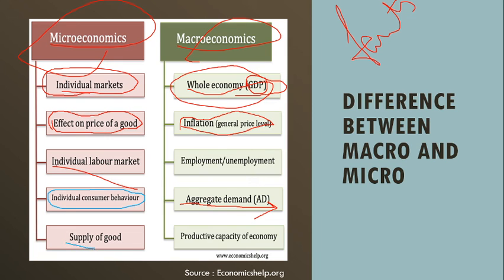And the last topic is supply of goods, and here is the productive capacity of the economy. Now, what is my supply of goods? Here the supply of laptops is lower than the demand, so the prices of laptops are increasing. It's very simple. But in macroeconomics, we study the productive capacity of the economy, or let's say how many goods and services are getting produced in this particular economy. These things get studied in macroeconomics.